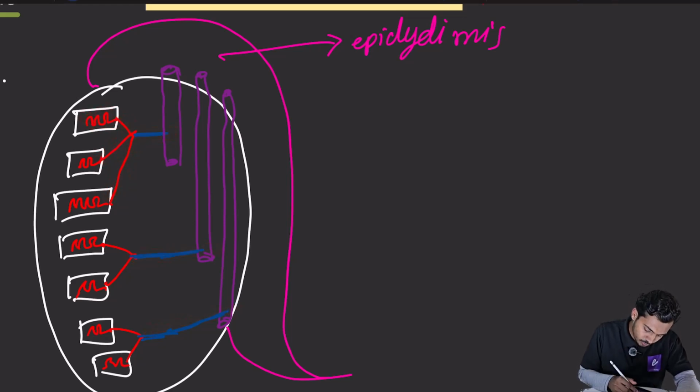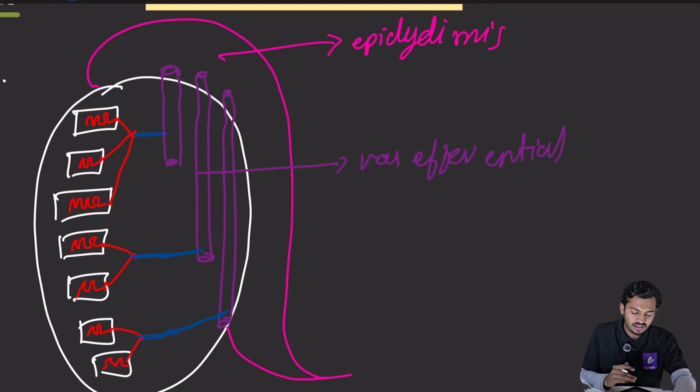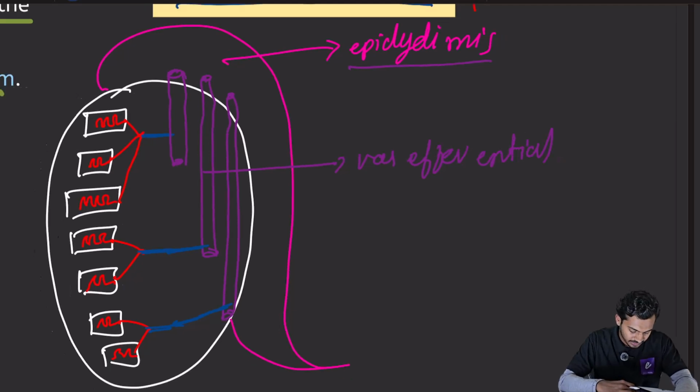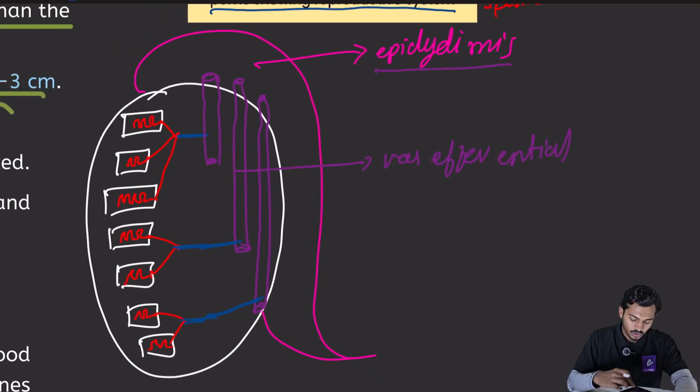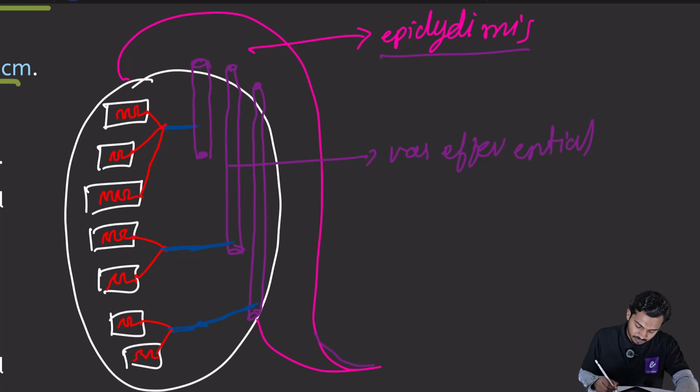These purple color tubes are called as vas efferentia. Now what will vas efferentia do? Vas efferentia will come out of the testis and it will open in epididymis. Understood? Now this epididymis will continue as vas deferens.